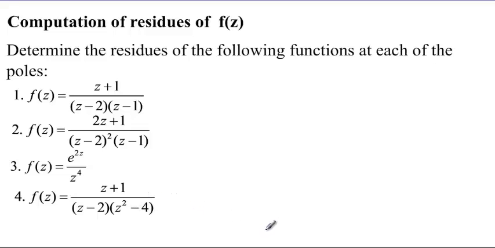Otherwise, at this point, I hope you understand how to compute residues, be they simple poles, double poles, or poles repeated 3 times or more.